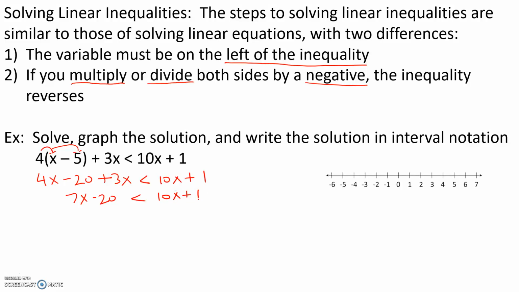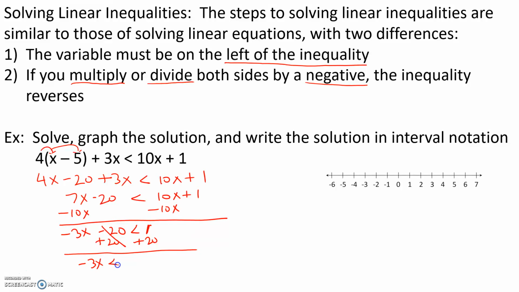In an equation, we have a choice. If we wanted to, we can move the 7x to the right. But in an inequality, the variables will always be moved to the left side of the inequality. So we will subtract 10x from each side. 7x minus 10x, that's negative 3x, minus 20, less than 1. Now the constants will move to the right side, so we will move the 20 to the right. This will give us negative 3x less than 21. And finally, we will divide both sides by a negative 3.